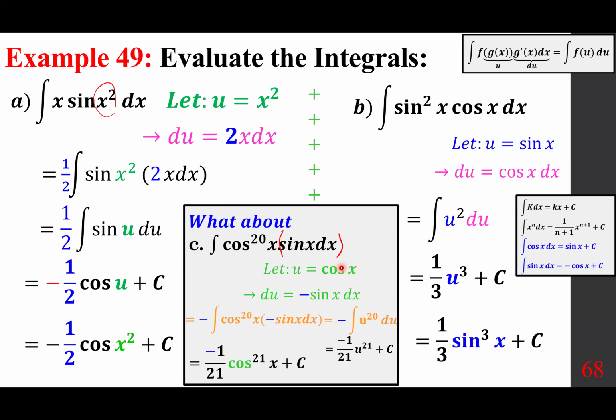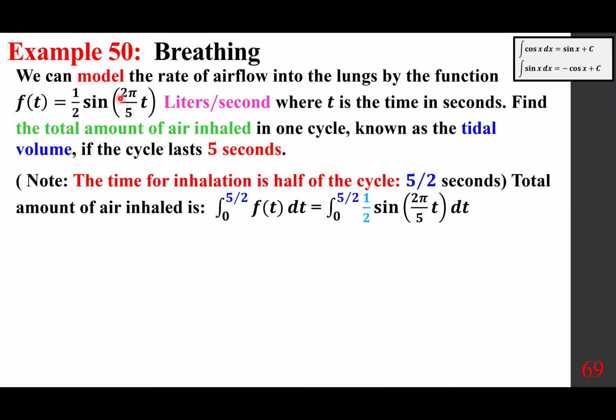An application problem, breathing. We can model the rate of airflow into the lungs by the function f of t equals half of sine of 2 pi over 5 t liters per second, where t is the time in seconds. Find the total amount of air inhaled in one cycle, known as the tidal volume, if the cycle lasts 5 seconds. Note the time for inhalation is half of the cycle, so 5 halves seconds, because this is 5 seconds.